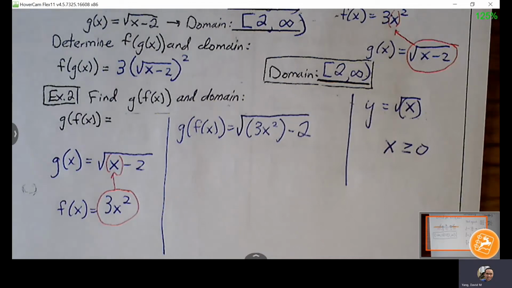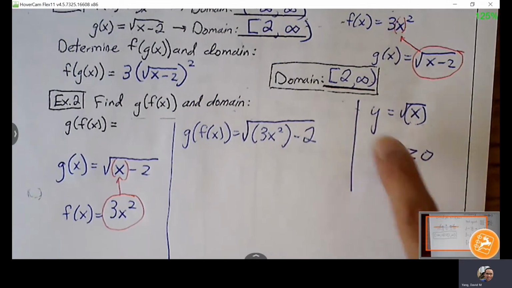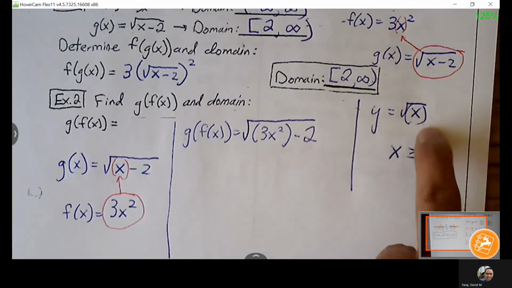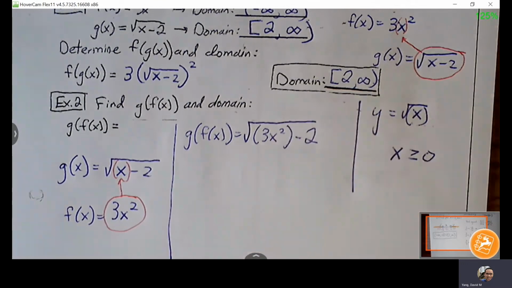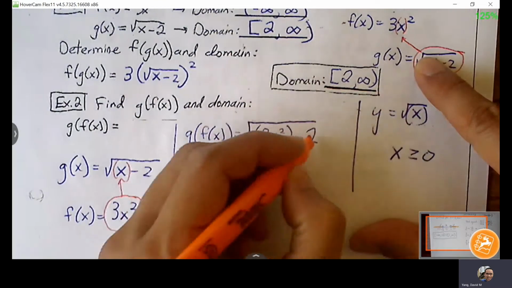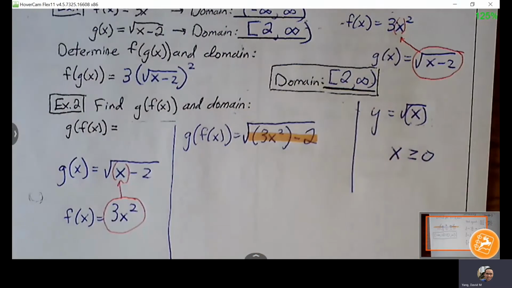So I'm going to take that idea with the radical and apply it here. You see how everything inside the square root must be greater than or equal to 0? Same thing here. Everything inside the square root must be greater than or equal to 0.